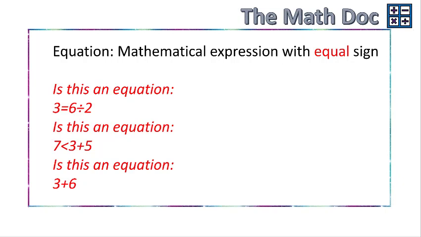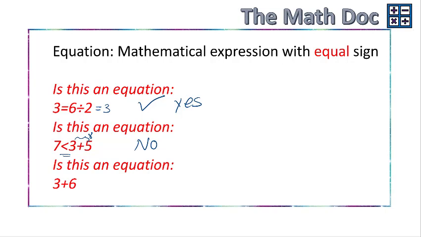So here are some examples for things that may be equations or may not. For instance, we have here 3 equals 6 divided by 2. Well, 6 divided by 2 is equal to 3, right? So this is an equation, yes. What about this? 7 is less than 3 plus 5. Well, 3 plus 5 is 8, and 7 is less than 8. But this is not an equation because we do not have an equality here, right? We have a true statement, but it is not an equality. So no, this is not an equation.